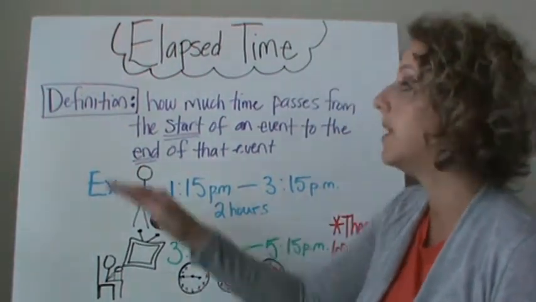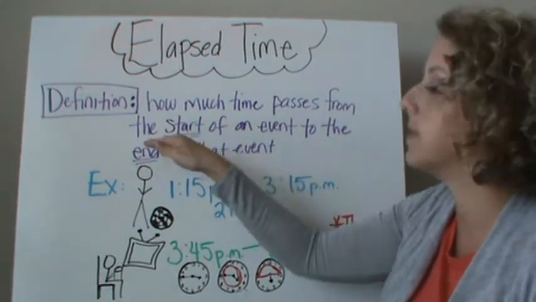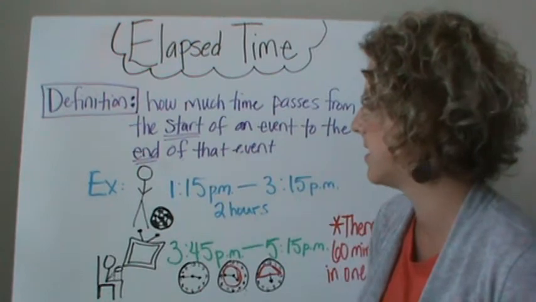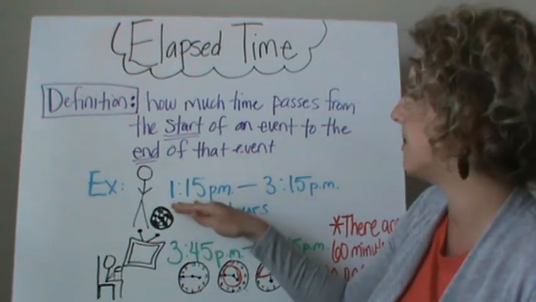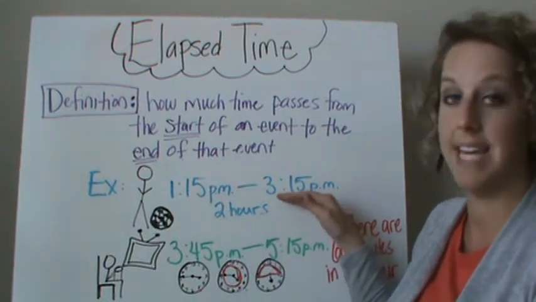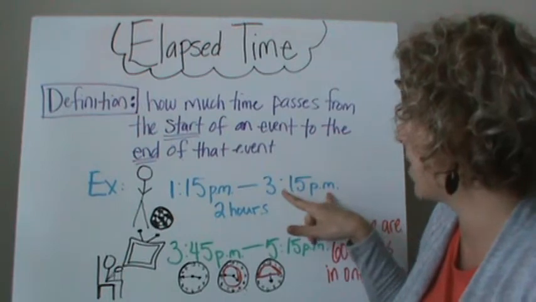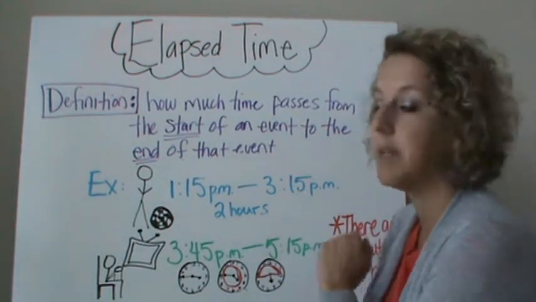In this lesson you will learn elapsed time, which is how much time passes from the start of an event to the end of that same event. For example, soccer practice. Let's say soccer practice starts at 1:15 p.m. and it ends at 3:15 p.m. They're both p.m., they're both afternoon. They have the same minutes, so it makes it pretty simple.